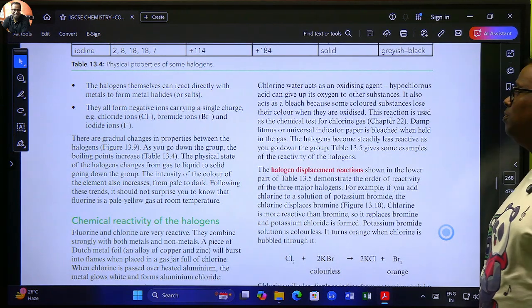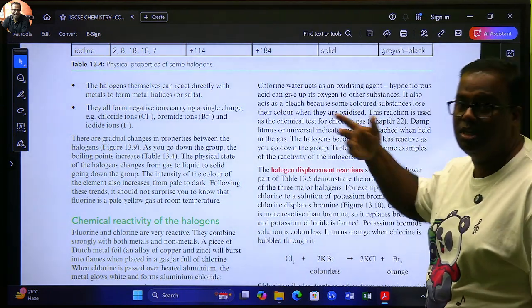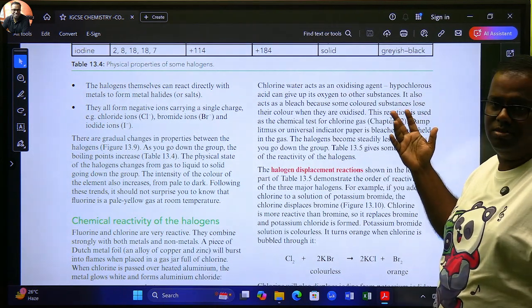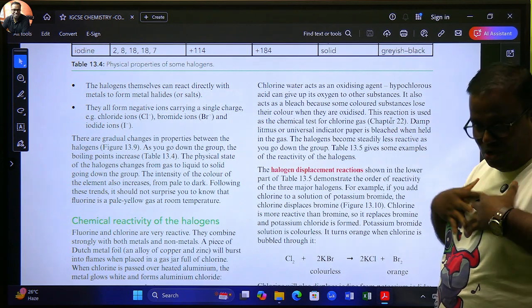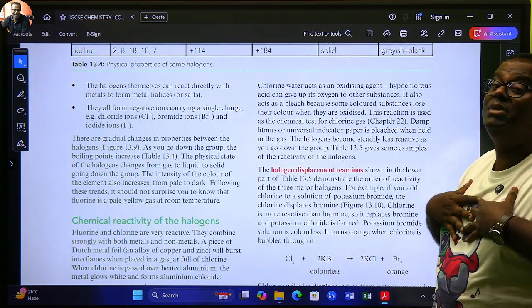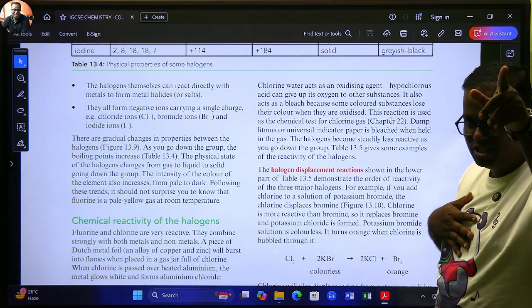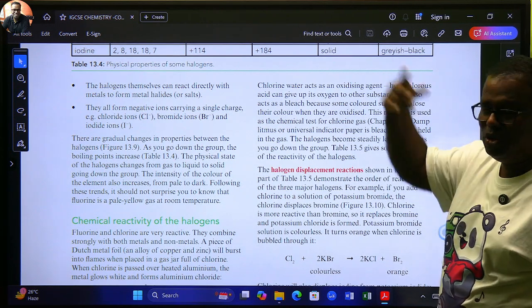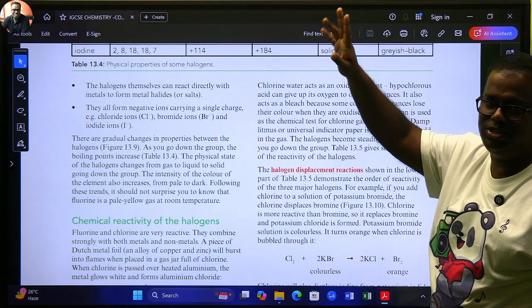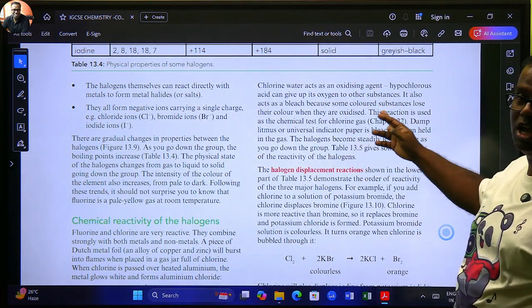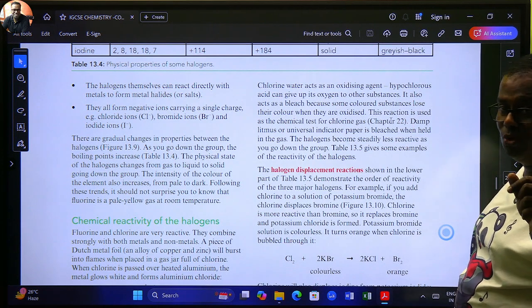Okay. Hypochlorous acid can give up its oxygen. Somebody who loses oxygen is known as undergoing reduction. I lose oxygen, I am getting reduced. That means I am an oxidizing agent, I am oxidizing somebody else. And the one who reduced me will be known as the reducing agent. Okay. It also acts as a bleach, hypochlorous acid. That's why chlorine is added to water.